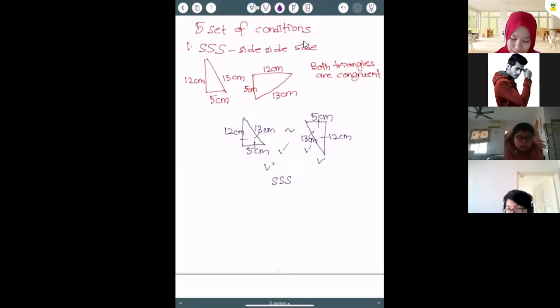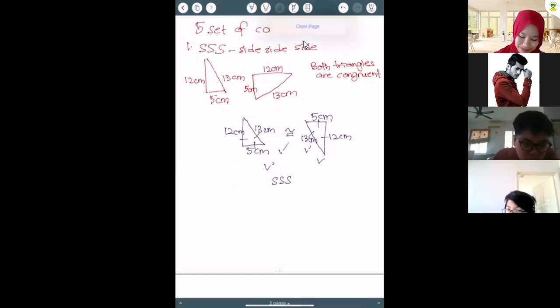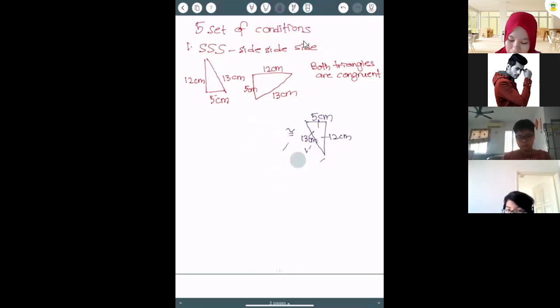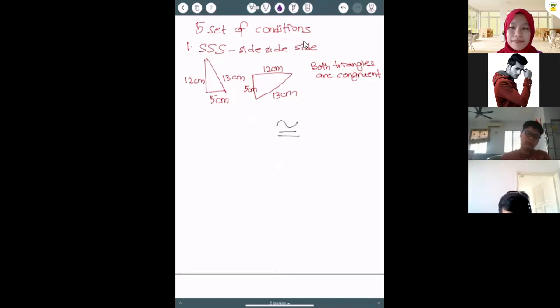How do we write the congruent symbol? Like this. Okay, so that is the first rule. Any question? No question. Okay, if you do not have any question, let's go to the second rule. The symbol? You want to know the symbol? The symbol is like this. This is the congruent symbol.